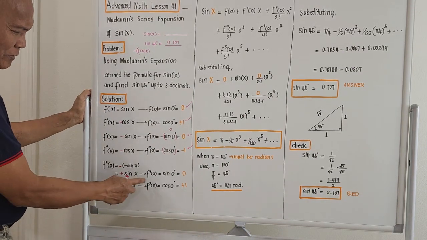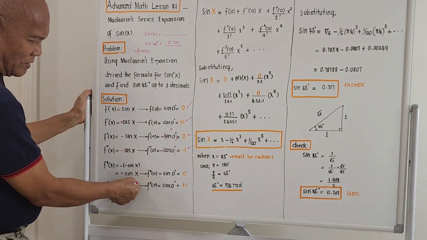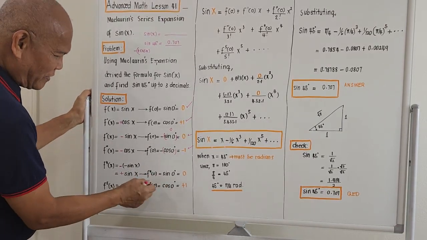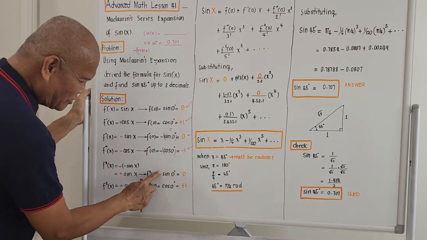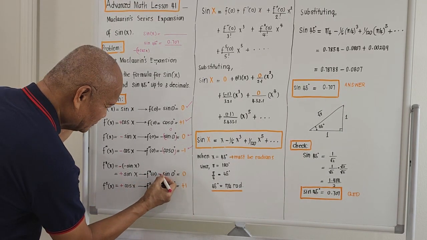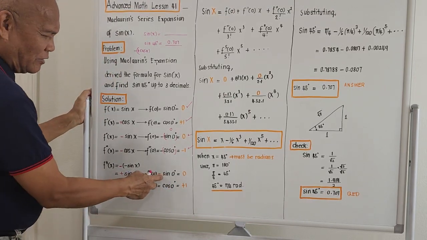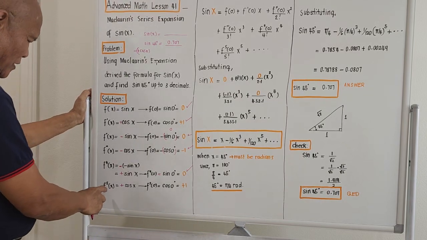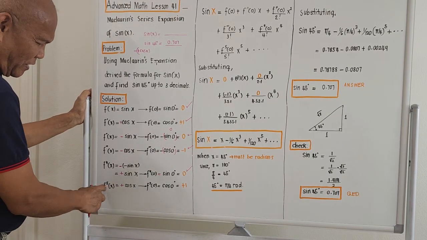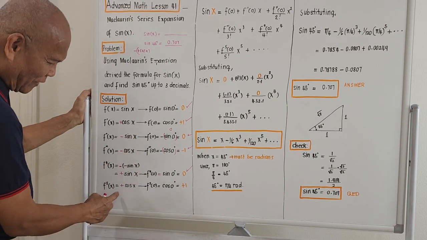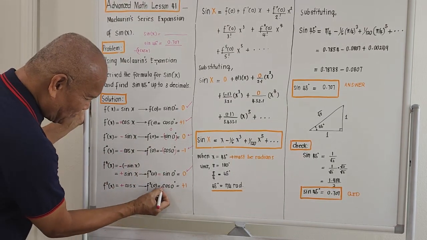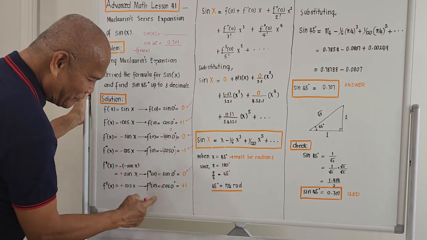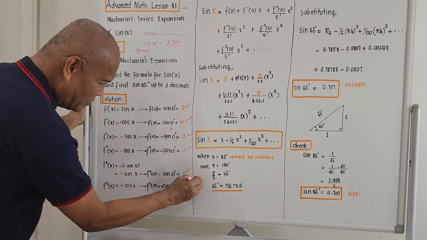F to the fourth of 0. Okay? We'll follow this. Sine. Oh, right. It will be sine of 0. And sine of 0 is 0. Okay? F to the fifth of x, when x is 0, we'll follow this. This is actually plus, right? Preceded by plus. And the cosine of 0 is actually 1, preceded by plus. So this should be plus 1.